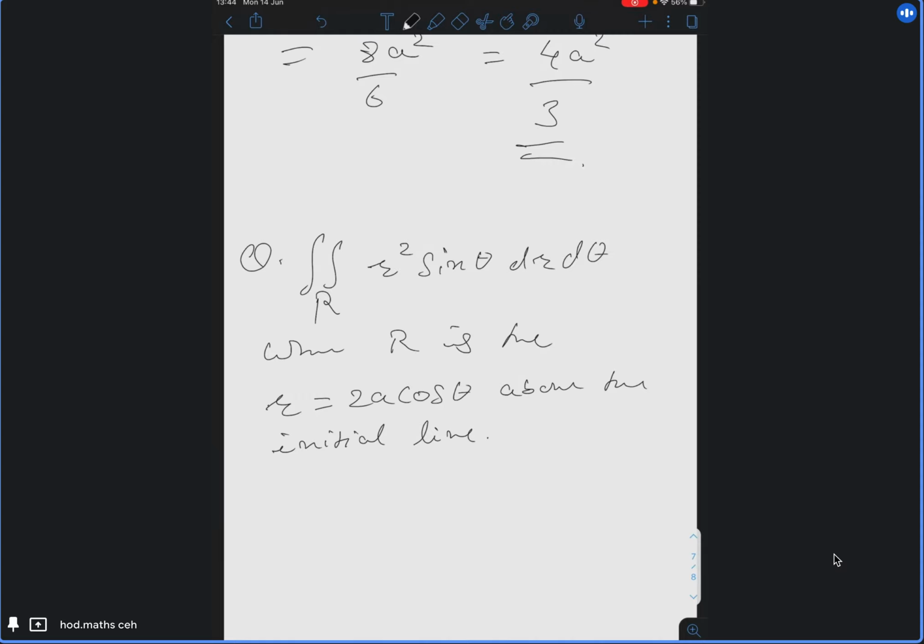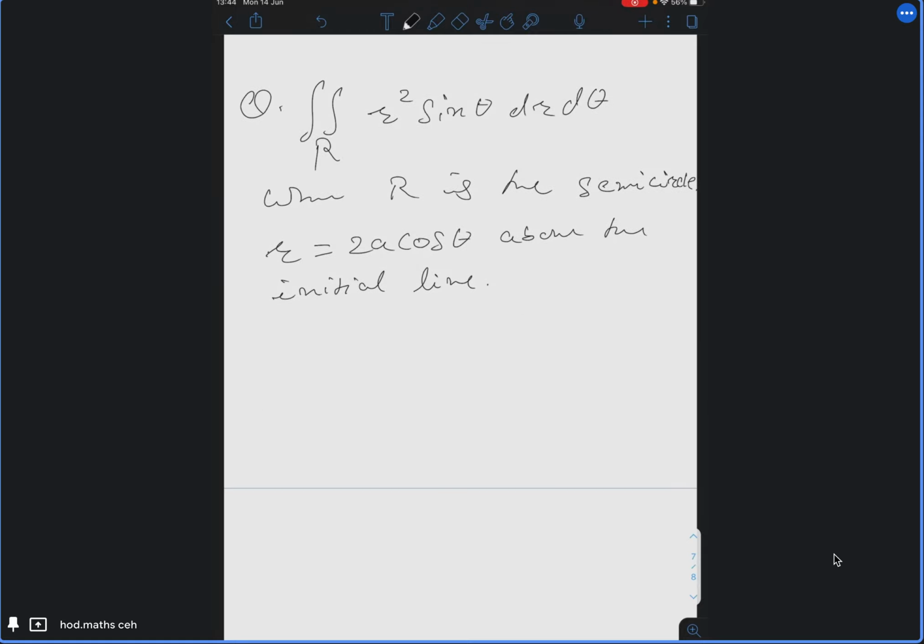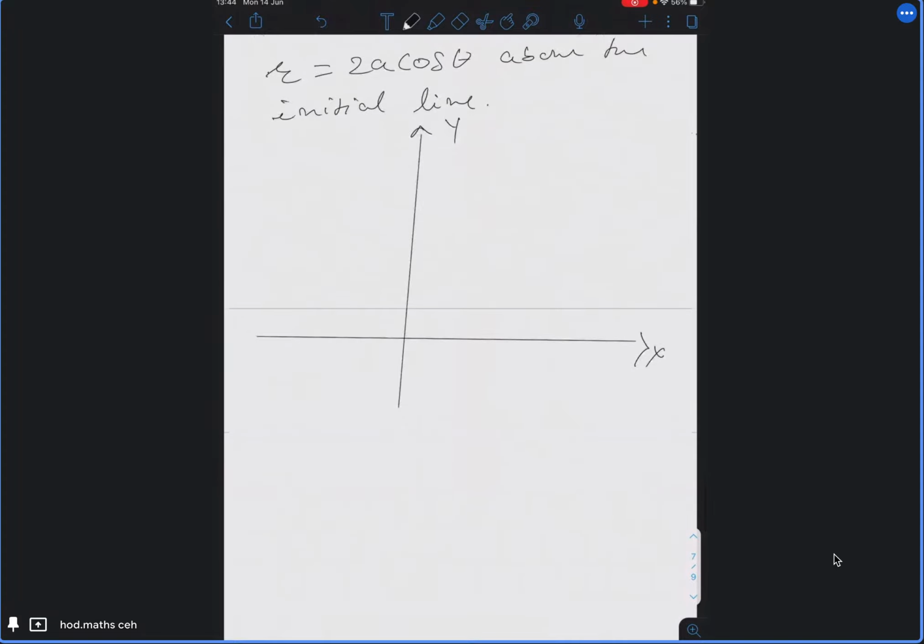Now, this r is equal to 2a cos theta is nothing but this circle. It's the whole circle, but R is the region, that is, the semicircle of this whole circle above the initial line. So again, as I said, when you have a circle equation and it is given in cos or sine theta, cos means the circle will be on the x-axis, sine means on the y-axis. So if you take this x and y-axis, this circle is something like this.